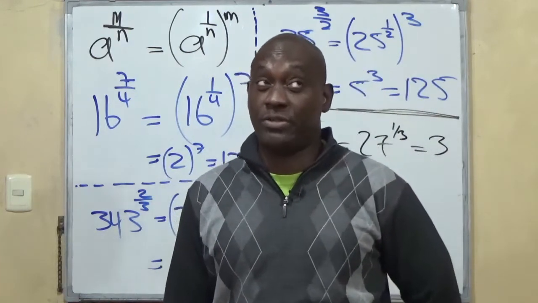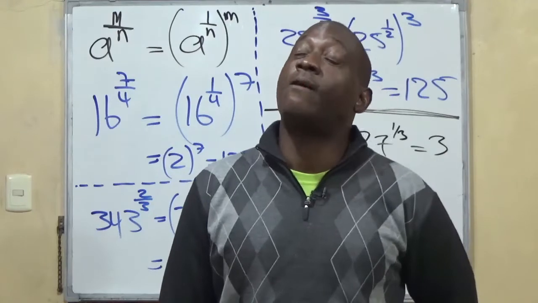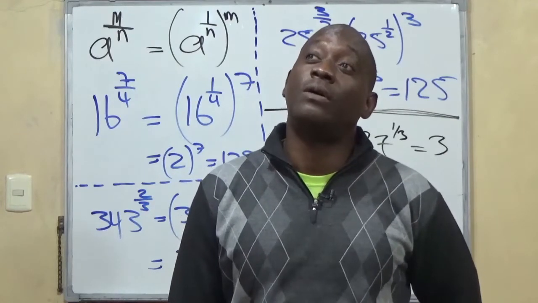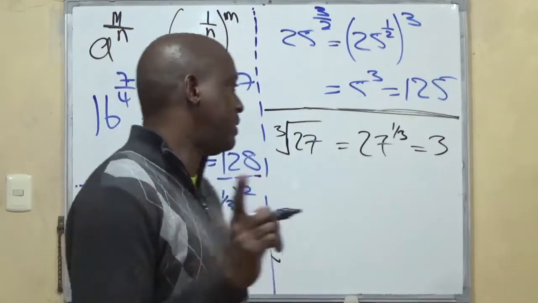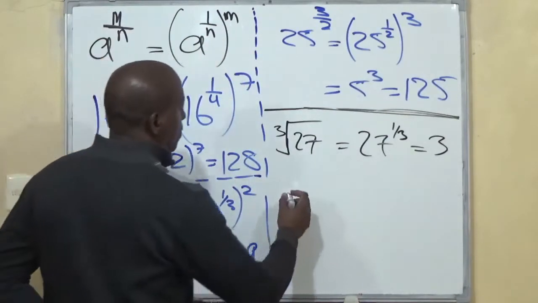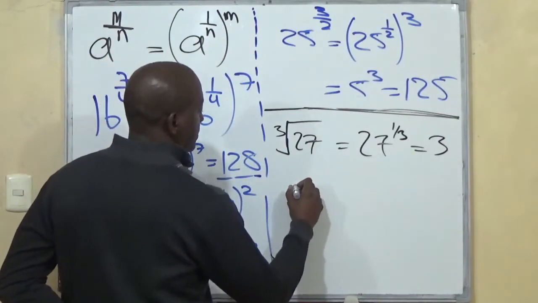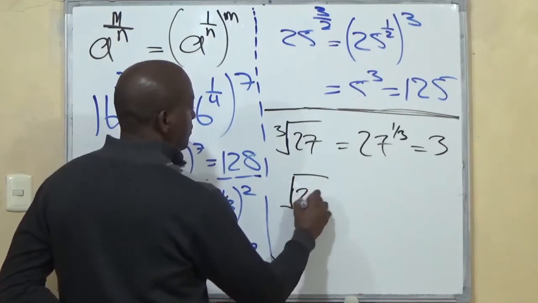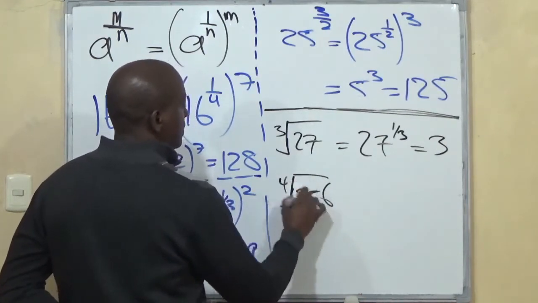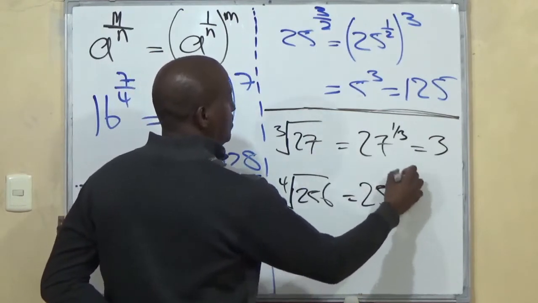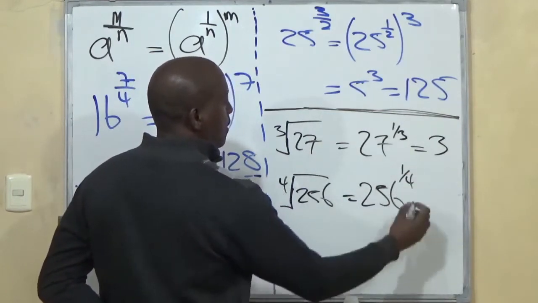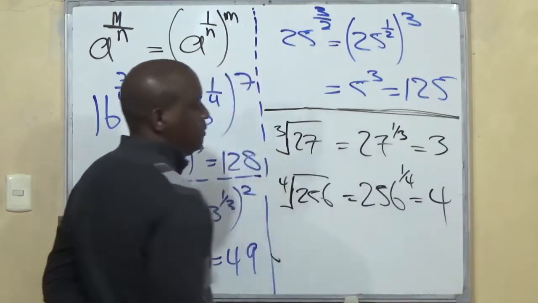No, 4 to the power of 3 is 64. 4 to the power of 4 is 256. 16 by 16 is 256. Right. So 256, the fourth root of 256 is equal to 256 to the power of 1 over 4, which we know as 4.